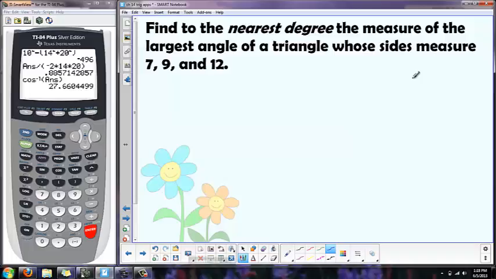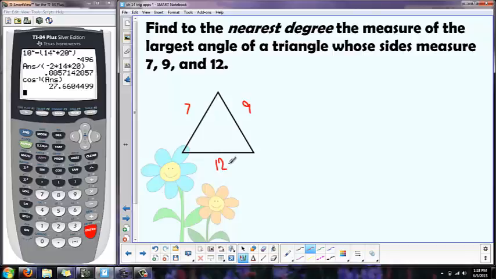Find to the nearest degree the measure of the largest angle of the triangle whose sides measure 7, 9, and 12. And John, when you take this test, I want to see triangles drawn all over it, because it's really hard to do these questions if you don't have a picture. So if you're not a picture person, become a picture person, okay? The measure of the largest angle of the triangle whose sides are 7, 9, and 12.